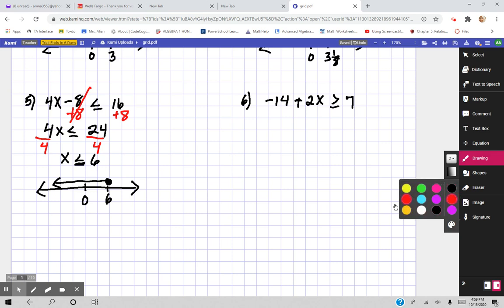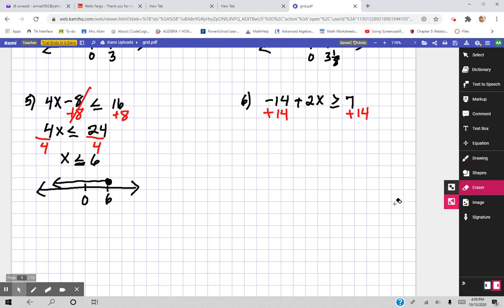All right, let's keep going. So we need to solve it for x. Let's add 14 to both sides to eliminate the minus 14 from here, so we can get the x term all by itself. Oops, I didn't mean to do that. Let's fix that. I meant to cross it out. Okay, so we'll have 2x is greater than or equal to 21.